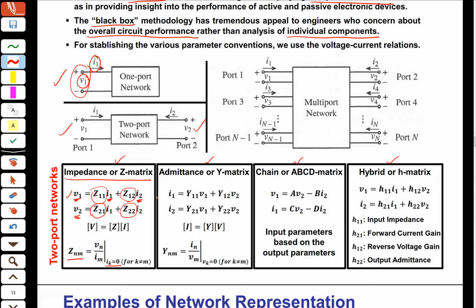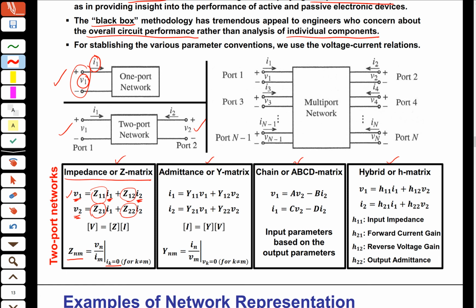So here if I put I2 equal to 0, then Z11 equals V1 over I1. This is how we calculate the values for Z. I just open circuit port 2, so no current goes in there. I measure the voltage at port 1, and then I get Z11. Again, I open circuit port 2, measure V1, and then I get Z11.